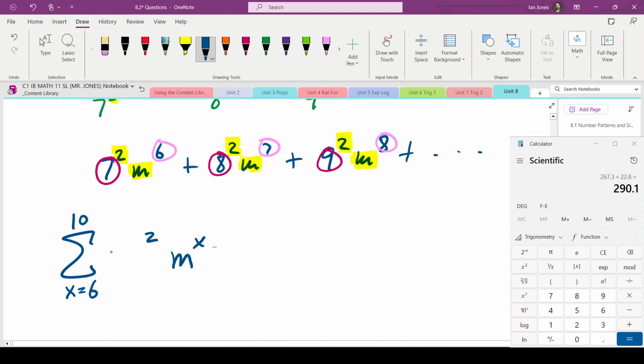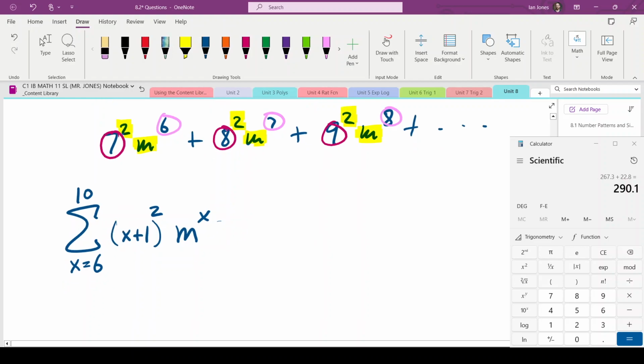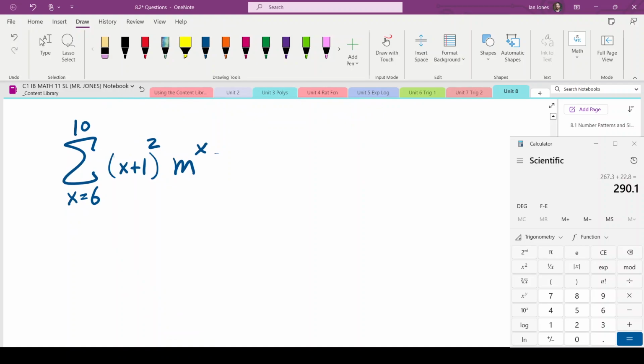How about the base? How can I express the first term, 7, in terms of 6? Well, you add 1. So I'm going to go x plus 1. Now my first one is 6 plus 1, 7 squared, perfect. My next one, 6 would then become a 7, 7 plus 1, 8 squared, perfect. My next one would then become an 8, 8 plus 1, 9 squared, perfect. I've got it, okay? And you can go through and see if this is correct.